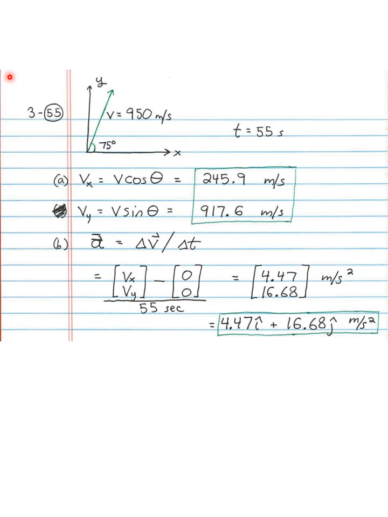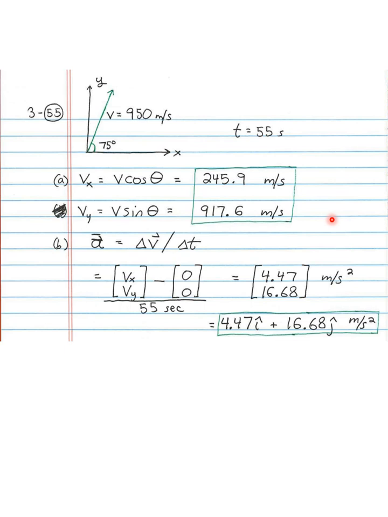There I've drawn the picture, 75-degree angle from the ground. Speed is 950 meters per second after 55 seconds. So at that moment, we can say that its x component of velocity is v cosine theta, and that becomes 245.9 meters per second. Y component is v sine theta, that becomes 917.6 meters per second.